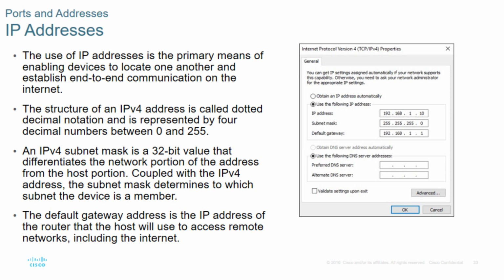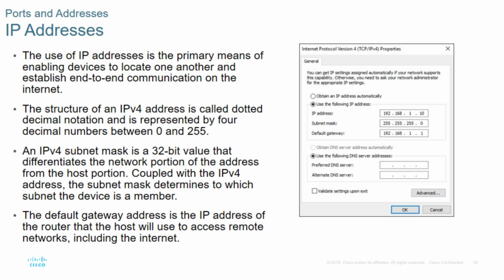So with the IPv4 address, a subnet mask is also necessary. An IPv4 subnet mask is a 32-bit value that differentiates the network portion of the address from the host portion, coupled with the IPv4 address. And the subnet mask determines which subnet the device is a member of, right?